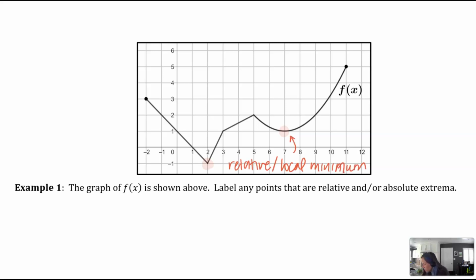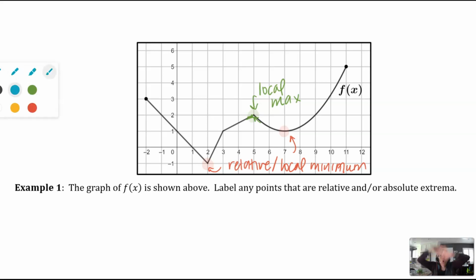Minima is the plural, but I've already written minimum. It's too late. Can't change it. We've got a local maxima. Right? It is larger than these values to either side of it. So it's a local max.